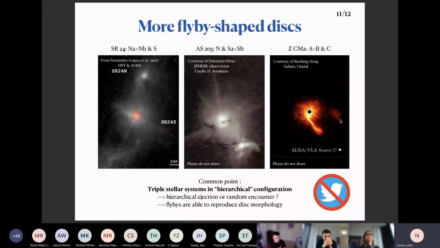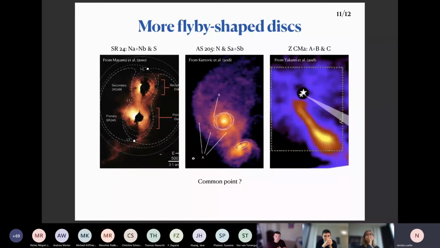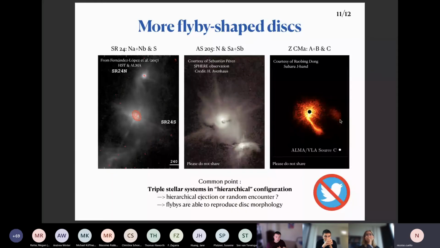Then in the center, before you had the observation by Nicolás Cuello and collaborators and the CO moment zero map, and here we have the scattered light image seen with SPHERE. So this is unpublished, so please do not share it. While we can see that there is material in between, that there seems to be spiral-like shapes all over the place, and we are already modeling this source.